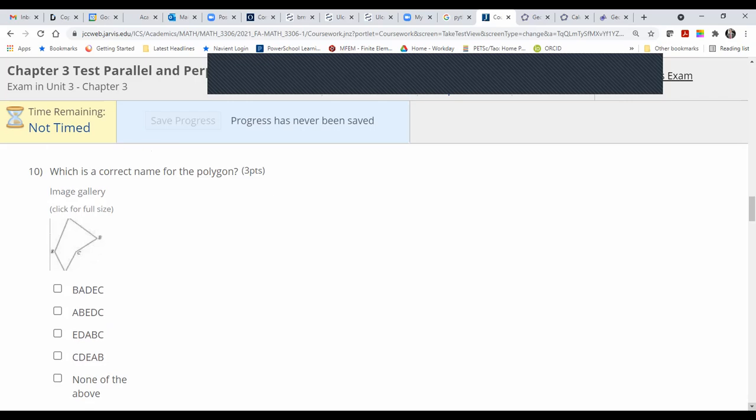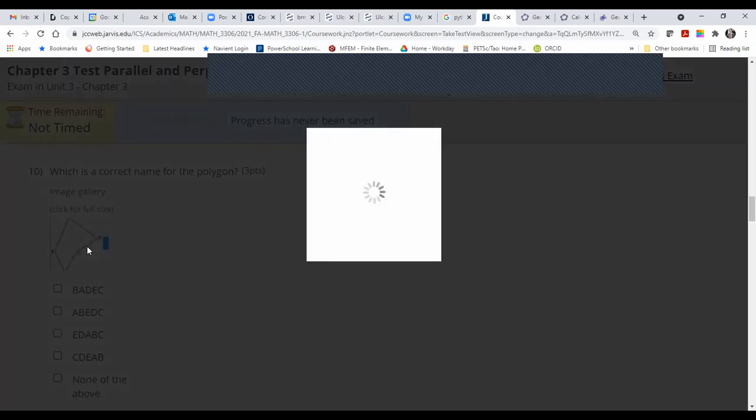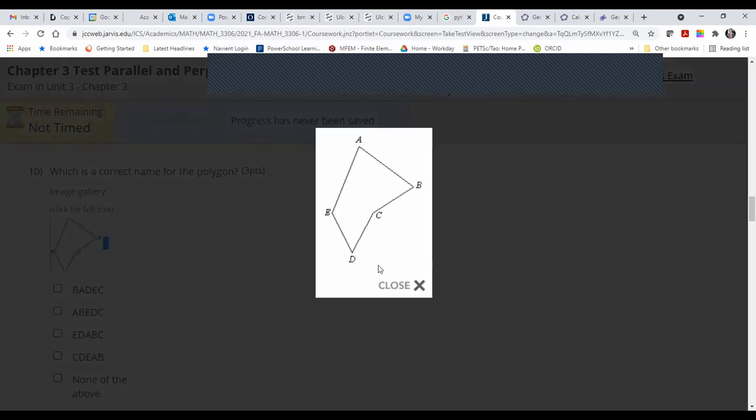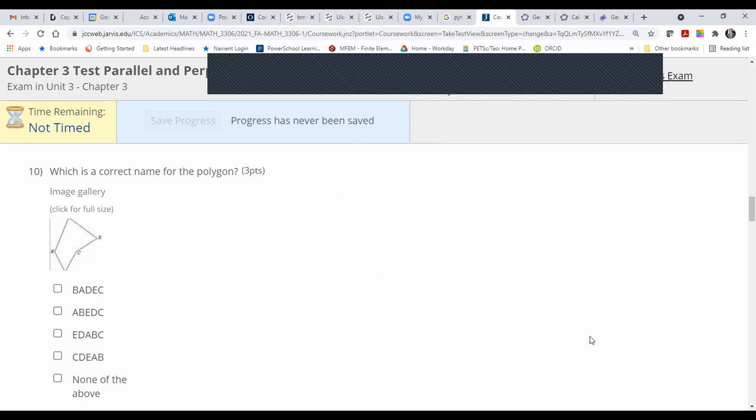So what is the correct name for the polygon? I think this is easy, right? Okay. So you need to use alphabetic order for naming the polygon. Okay. Yeah, I say you have to put it in order. Okay. So you can start anywhere, but you have to write it in order. Okay.